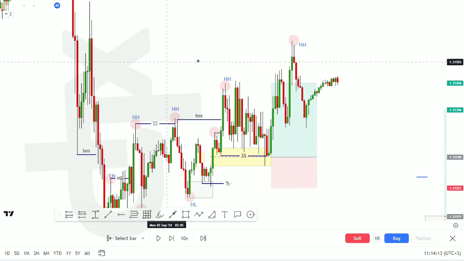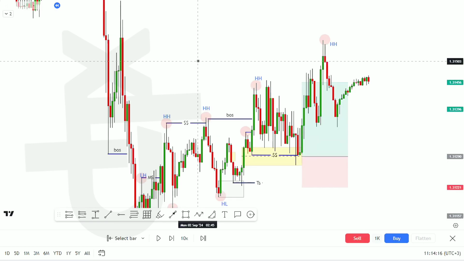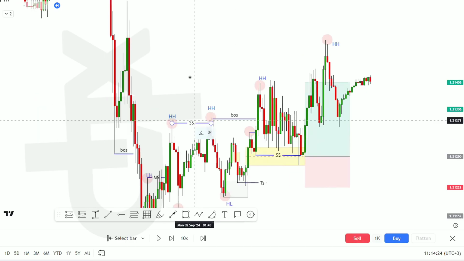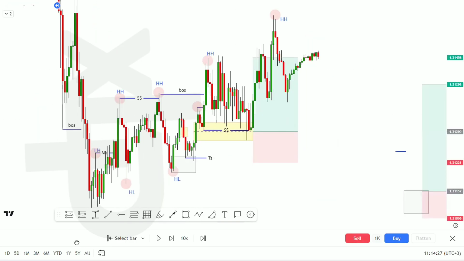That's how you can use the minor structures to actually execute. So guys, I will prepare another video and explain more about the issues of fair value gaps, the issues of turtle soups, and the issues of other concepts. We'll talk more about trading in the next video.